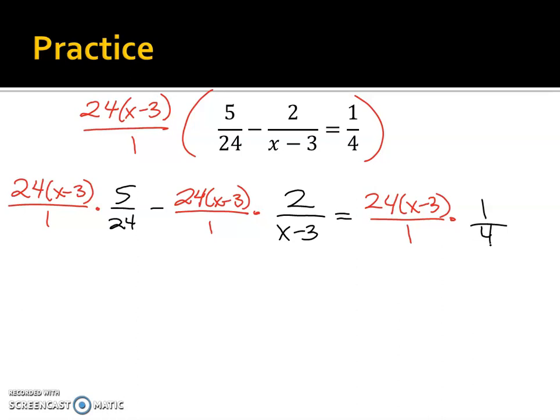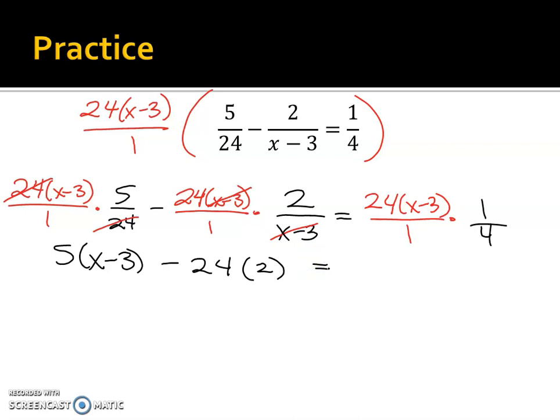And now what I'm going to do is see what I can cancel. So on these first two here, I've got a 24 and a 24. So those will go away, and I am left with just a 5 times an x minus 3. On the next pair that I have right here, I have a 24 times an x minus 3, and the bottom is an x minus 3. So I could get rid of those x minus 3's, which leaves me with a minus 24 times 2, because there's still that 2 left on top. And again, you guys could just go ahead and do that in your head, 24 times 2, but that is entirely up to you.